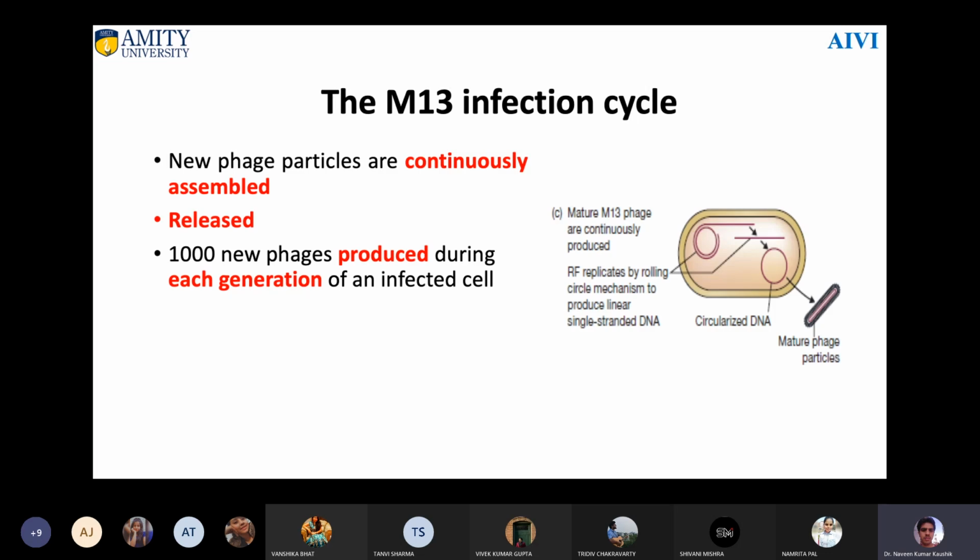So this is again the same feature. Around the new phage produced during each generation. You know that the life cycle of the bacterium E. coli is around 20 minutes. So in each 20 minutes, it is going to produce around 1,000 new phages.